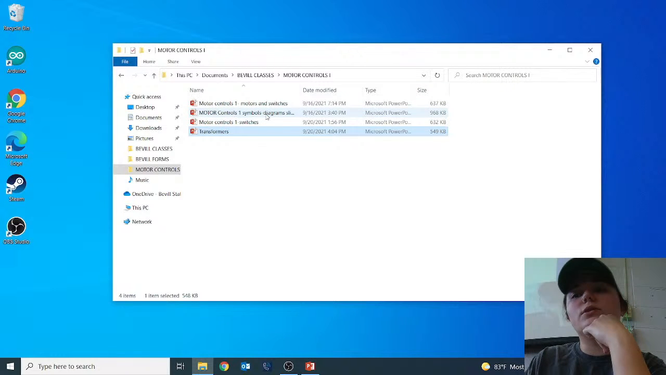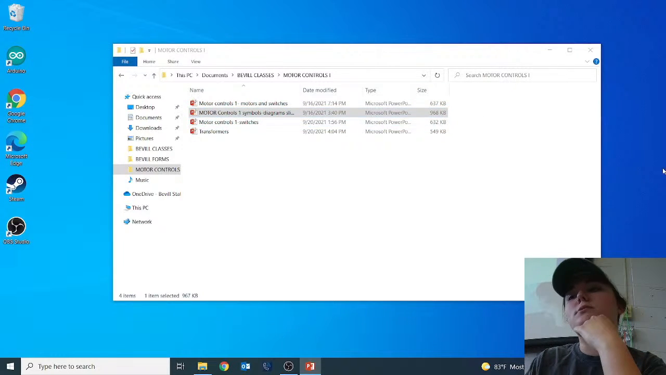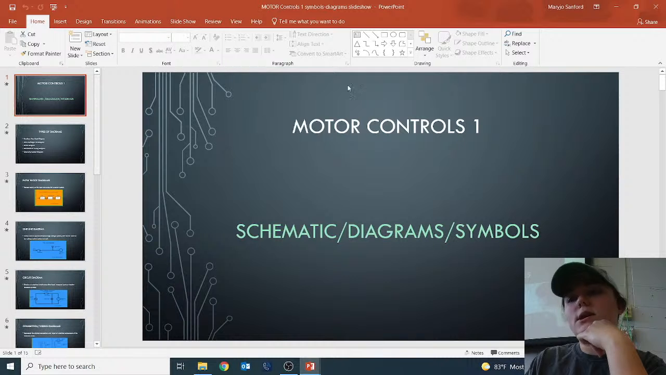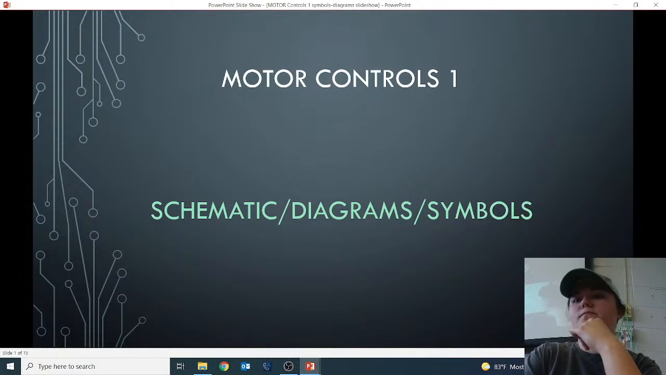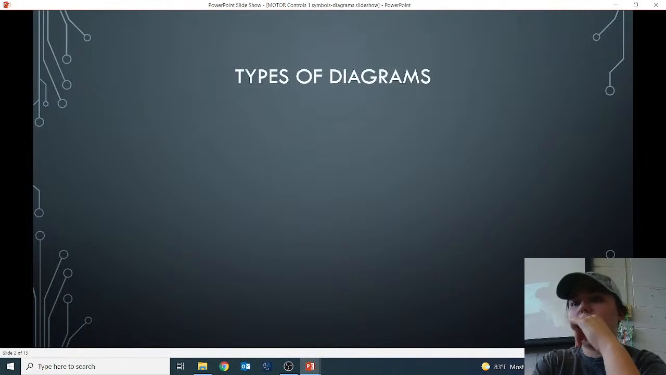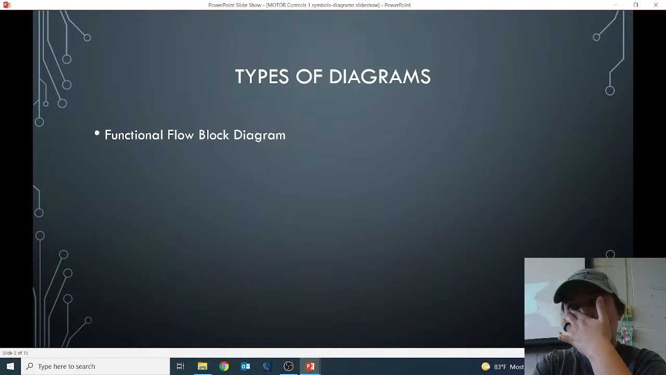Motor controls. We're gonna go to symbols and diagrams. I made y'all a nice little fancy slideshow. Slideshows is always where I learn the most. Cool. I'm glad. All right, so just to go over, I'm sure that most of y'all know the types of diagrams you would see out in the field. Is that something new to you, Brianna or Samuel?